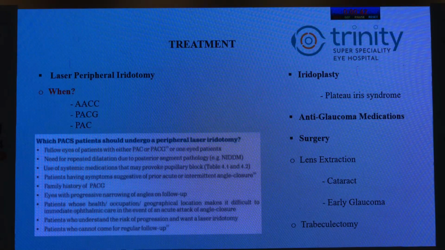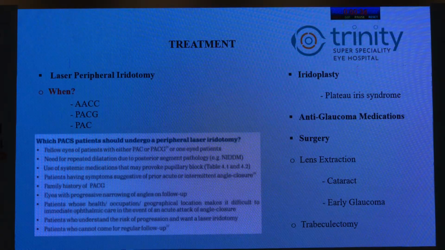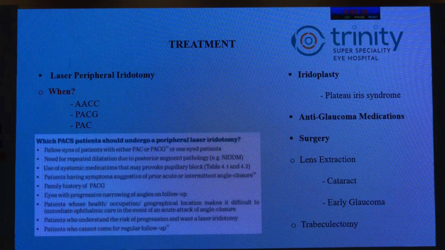Other conditions where you can do an iridotomy are the fellow eye of a patient with angle closure glaucoma or angle closure, or with repeated episodes or symptoms, or if the patient cannot follow up, or if the patient understands the risk of progression and asks for a laser peripheral iridotomy. In all these scenarios you can definitely go ahead with a peripheral iridotomy.